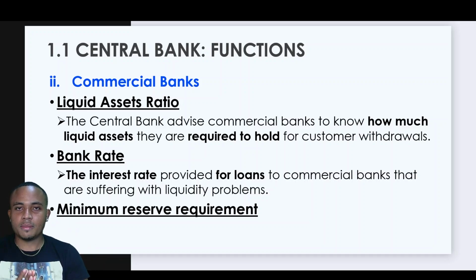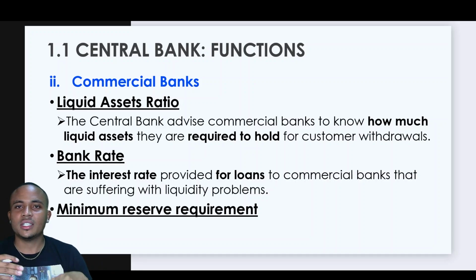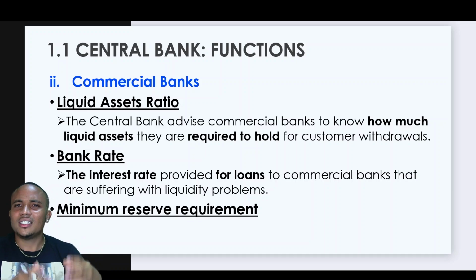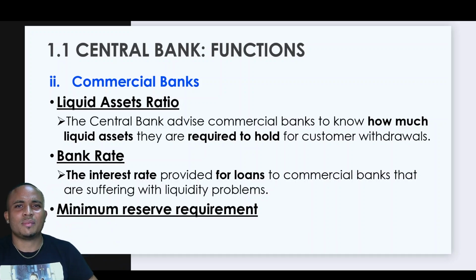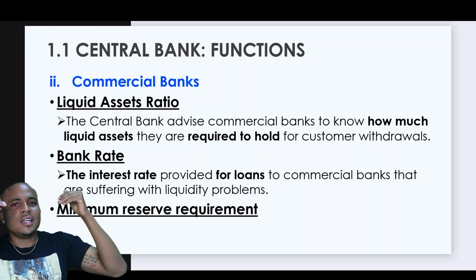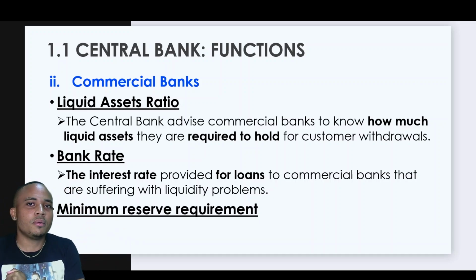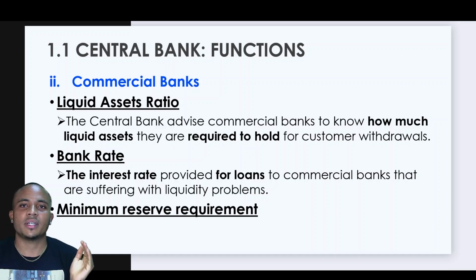So if the central bank wants to decrease economic activity, they will increase the bank rates on loans that they give to commercial banks. As they increase these rates, the commercial banks will increase their interest rates on loans and investments as well. When they increase their rates on loans and investments, guess what's going to happen? People are going to take less loans, people are going to invest less because it's expensive, and so economic activity goes down.